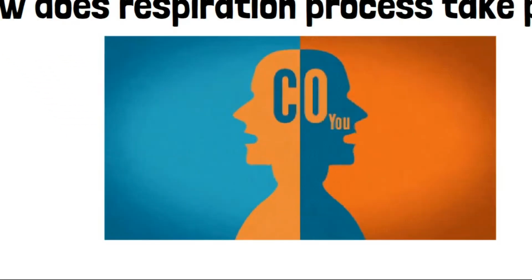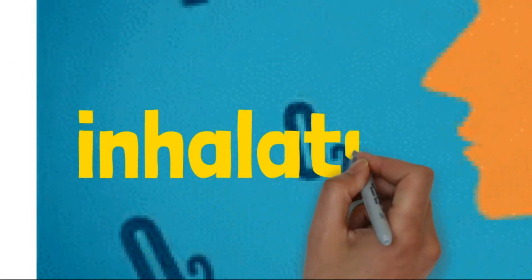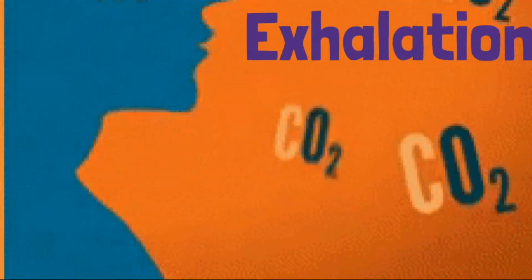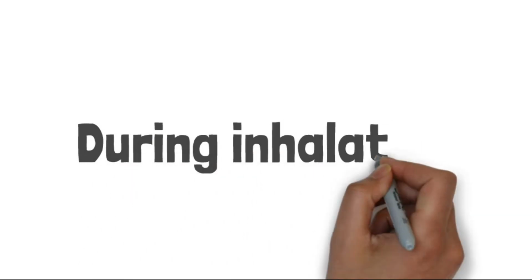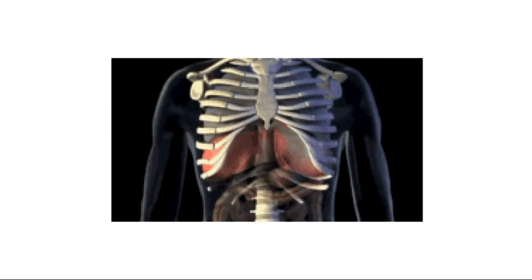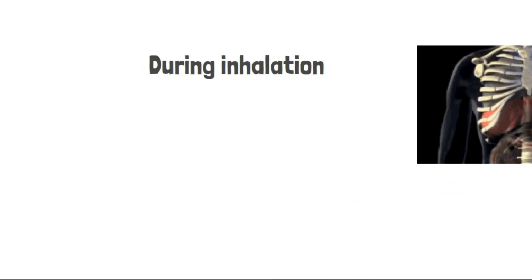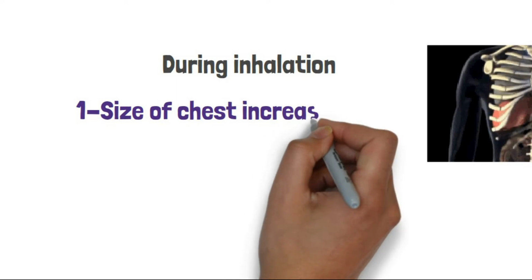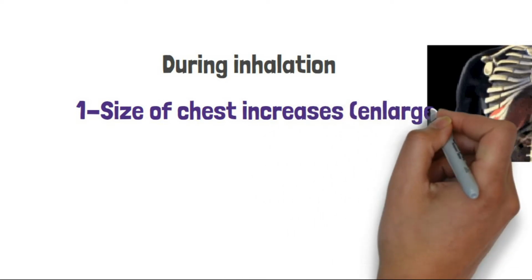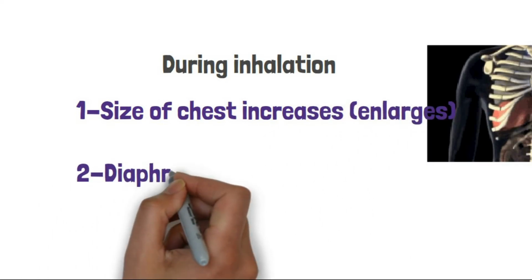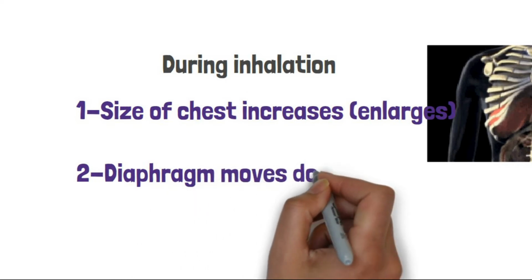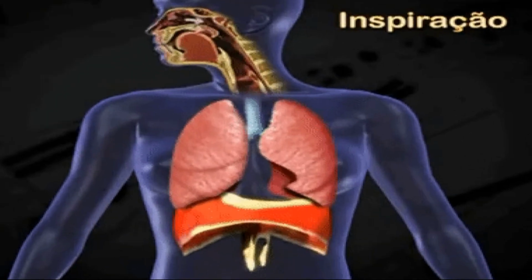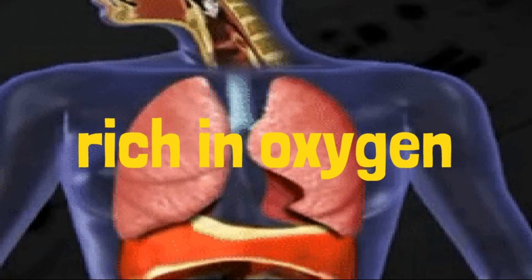How does the respiration process take place? There are two processes: the inhalation process and the exhalation process. Inhalation means taking in oxygen. Exhalation means pushing out carbon dioxide. In the inhalation process, the size of the chest increases or enlarges. At the end of the respiratory system, there is a part called the diaphragm, which has the red color as we see in this picture.